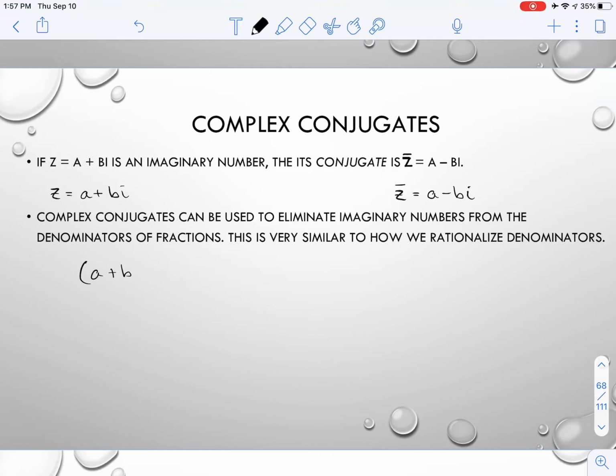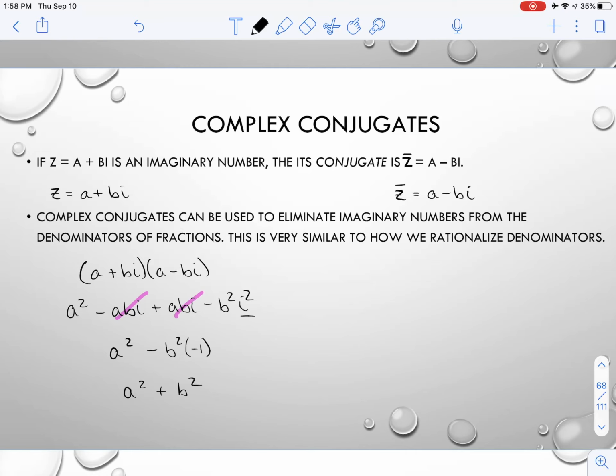If I have conjugates for any numbers a and b, a plus bi times a minus bi, and I multiply them, so if I FOIL this out, I'm going to get a squared minus abi plus abi and minus b squared i squared. The abi and negative abi are going to cancel one another out. They're like terms with opposite signs. The i squared here with the negative b squared is going to be negative 1. So I'm going to have a squared minus b squared times negative 1, or simply a squared plus b squared.